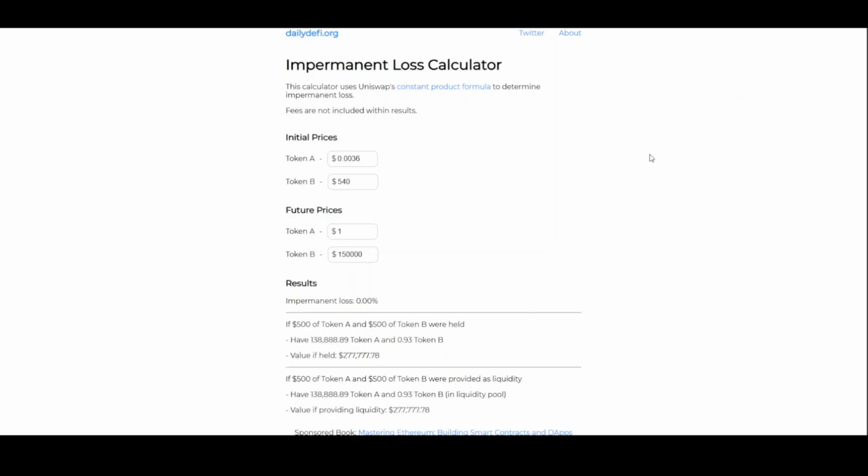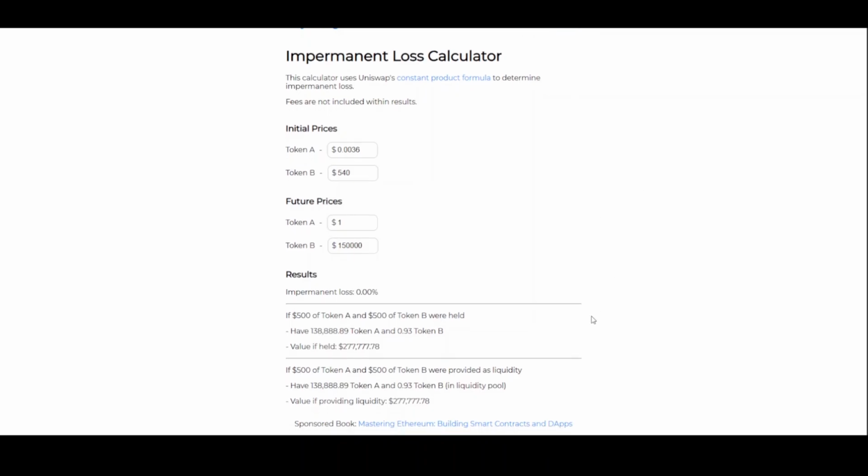And here, look, if you put it in now, you have 0 impermanent loss. You see that? So it wouldn't even matter if you held it or if you provided liquidity, and that does not include the fees. This calculator uses the Uniswap constant product formula to determine impermanent loss. Fees are not included with the results. So whether you held it or put it in the protocol, you have the same amount of money, right? So why not put it in the protocol and make some extra money?